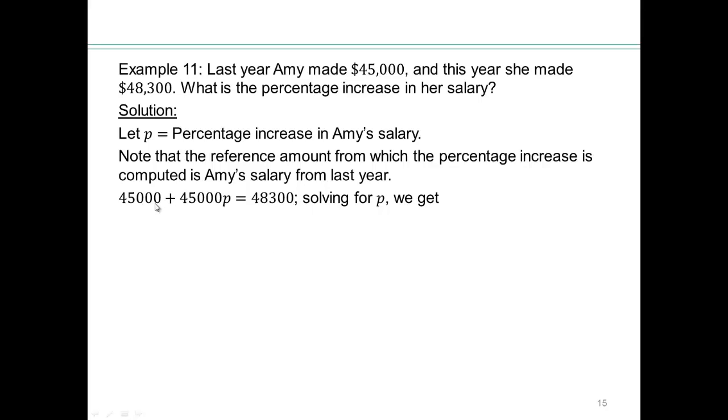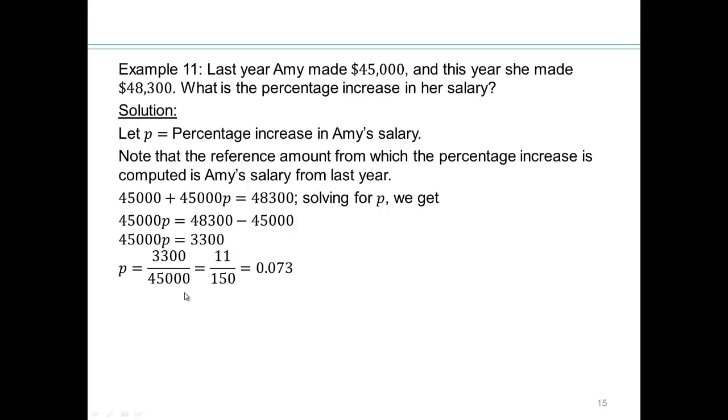48,300 minus 45,000 and then divided by the original amount, right? So the difference divided by original amount. That's how you compute percentage increase or decrease depending on what you're looking for. And so in this case, what is the percentage increase? 7.3% because you move the decimal 1, 2, because you're looking at percentages as a decimal here.